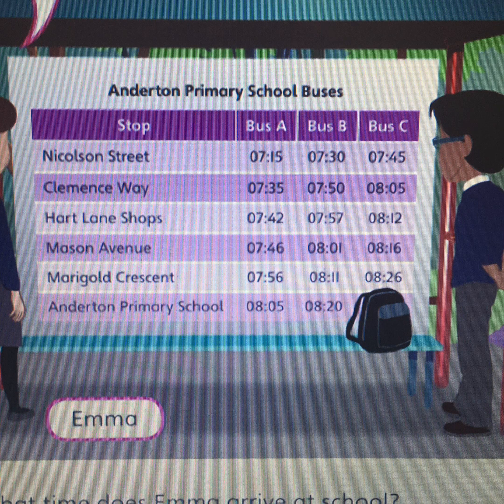How many stops does bus B make? Well, bus B, the same as A and C, makes 6 stops. It stops at every single one of those because there is a time for Nicholson Street, Clements Way, Hart Lane Shops, Mason Avenue, Marigold Crescent and Anderton Primary School. If any of those columns were left blank, that would mean it doesn't stop there. But this shows me that all 3 buses stop at every single place.